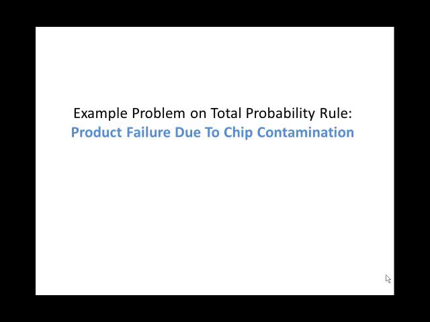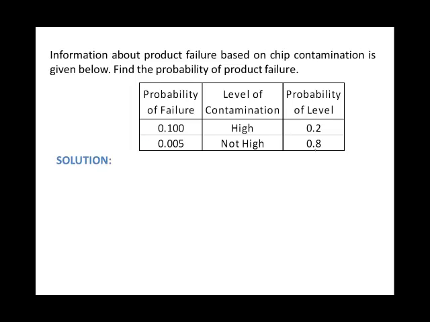Hi, in this video we're going to learn about the total probability rule, and we're going to look at an example of product failure that's due to chip contamination. So in the table I've tried to summarize the information we know. We have a product that's going to be made with chips, and the chips were either exposed to high level or not high level of contamination when they were manufactured.